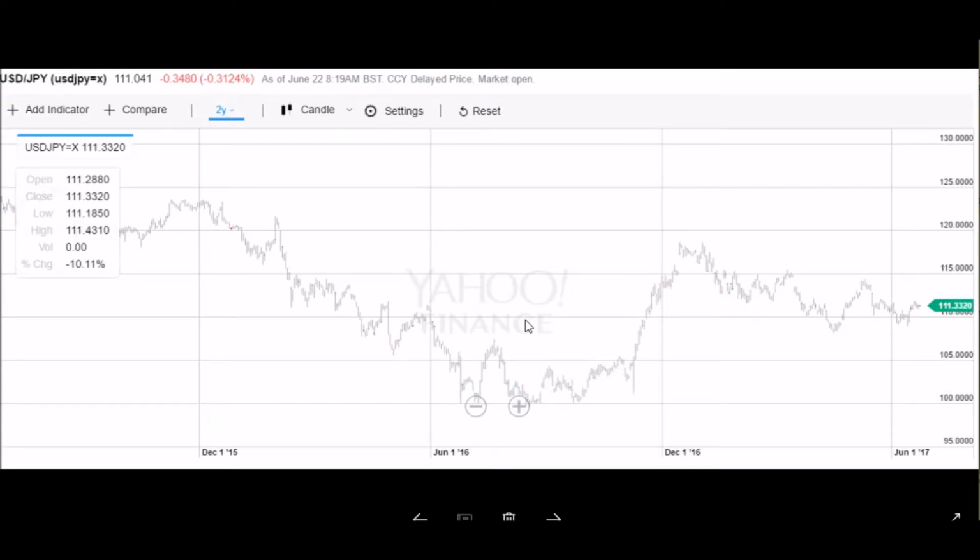Now let's analyze the dollar yen chart and put whatever we've learned so far to use. So we look at the 2-year dollar yen chart just to get a brief history of where the currency was and what kind of patterns we can find in dollar yen. We see that the dollar yen was at a high of 123 roughly in December 2015.